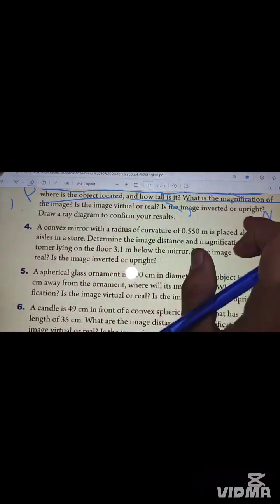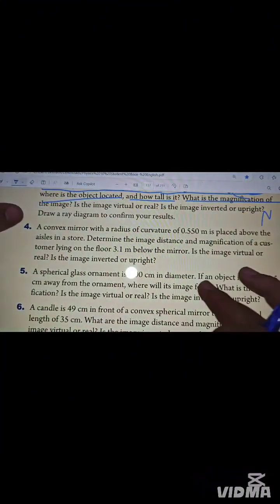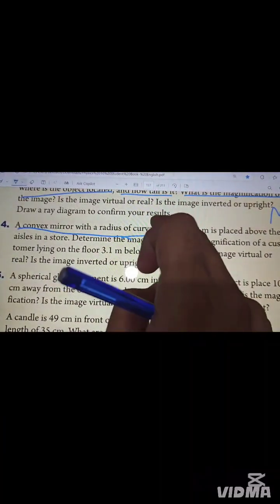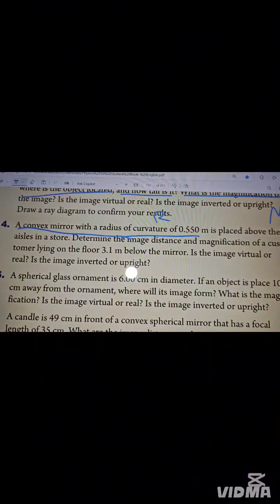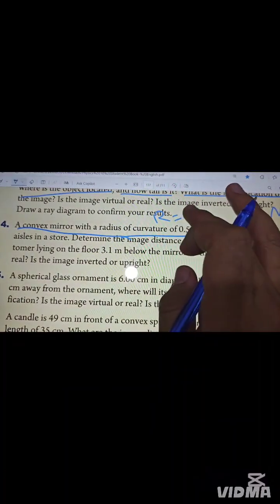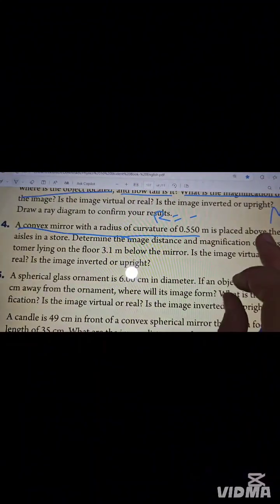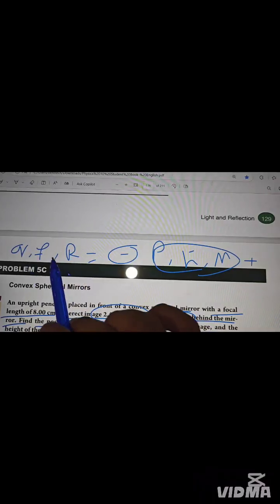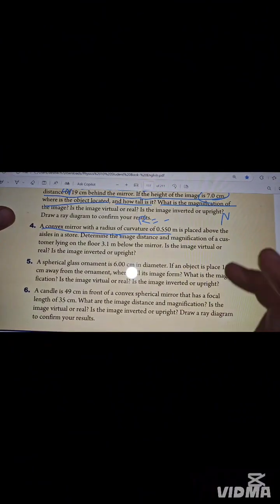Question 4. A convex mirror with a radius curvature. In here we have R, radius, and I have told you in here if the R in convex spherical mirror still it will be negative. Be careful. In here I give you this note if you remember. As I told you in here, the value of Q and F R will be negative in convex spherical mirror. So since in here it is written convex mirror, so the value of radius of curvature must be negative.